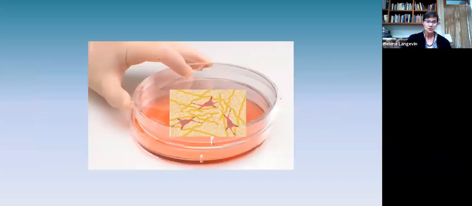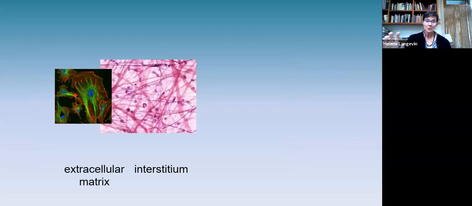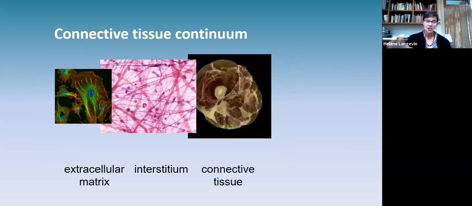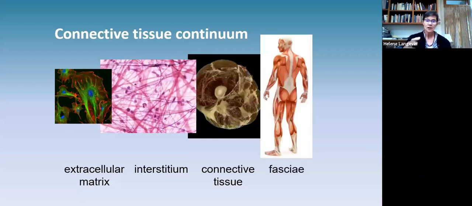However, in most of this research, to this day, the extracellular matrix consists of a collagen gel, usually in a dish, because it's a lot easier to do experiments this way. But in real life, the extracellular matrix is called the interstitium. And that's because the interstitium is part of the connective tissue that surrounds and permeates everything in the body, every single muscle, nerve, blood vessel, and inside the organs. It's both inside and around all of this. And connective tissue is organized into anatomical structures called fascia.